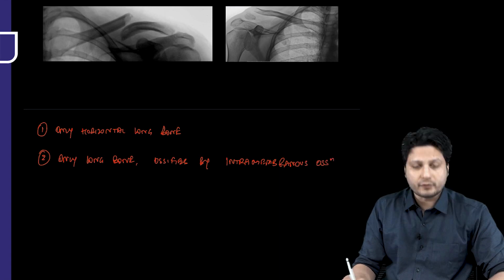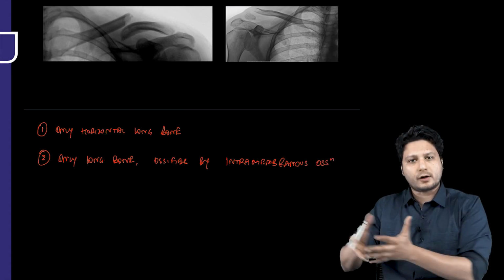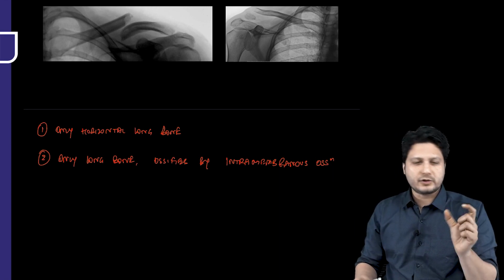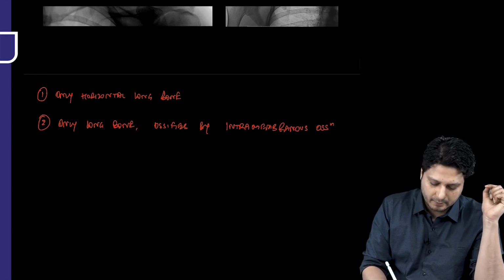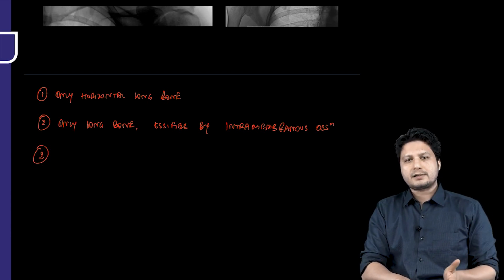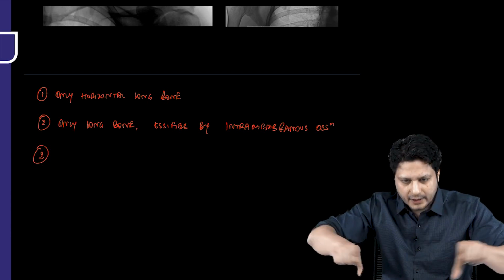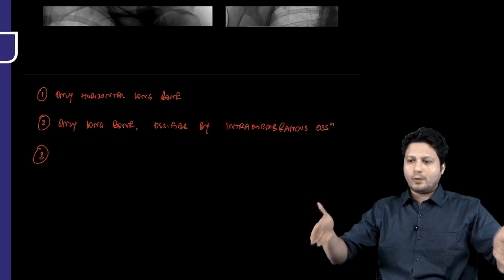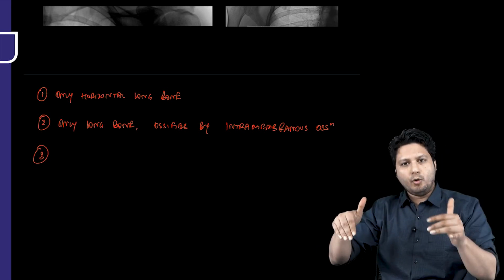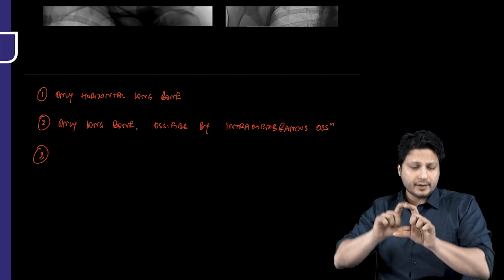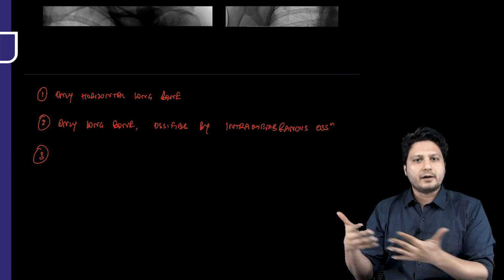All the other long bones of the human body ossify by endochondral ossification. But this is the only long bone which ossifies by intramembranous ossification. Point number three, you should be able to understand what is intramembranous and what is endochondral ossification. Like if there is a cartilaginous layer, and over that the bony components are getting integrated, then this is known as intramembranous ossification.